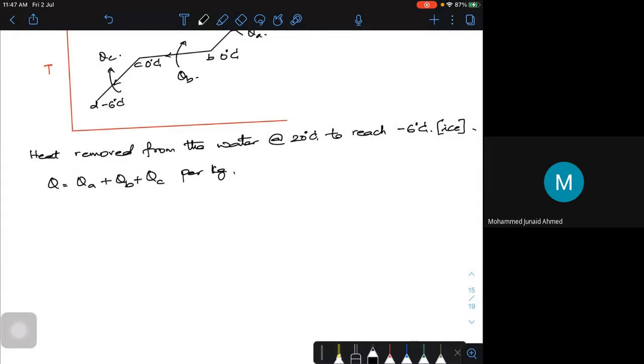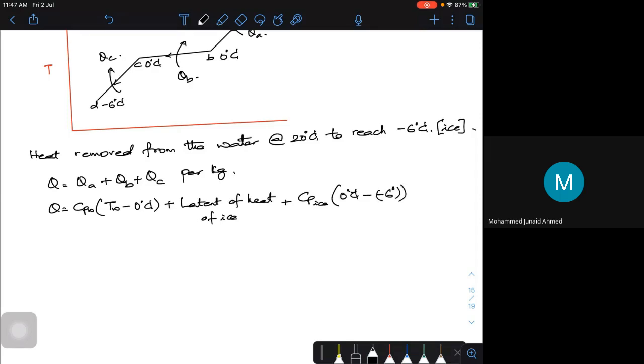Now, Q is equal to Cp of water into the temperature of water at 20 degrees Celsius minus 0 degrees Celsius, plus the latent heat of ice, plus Cp of ice into 0 degrees Celsius minus your final temperature, that is minus 6 degrees Celsius.